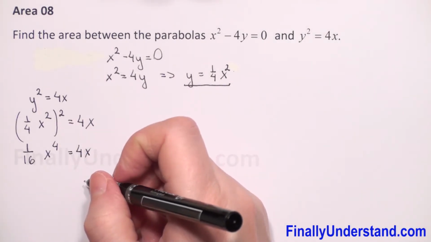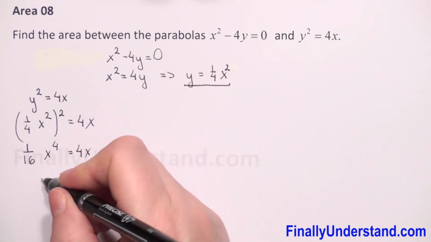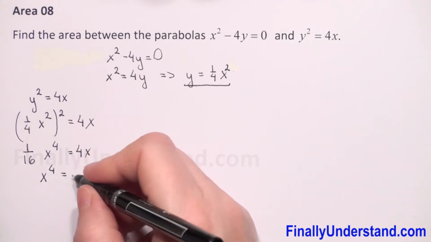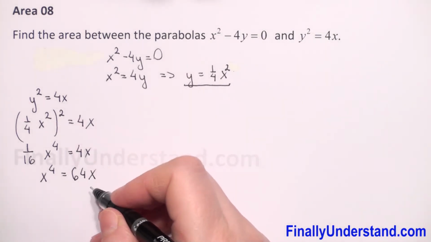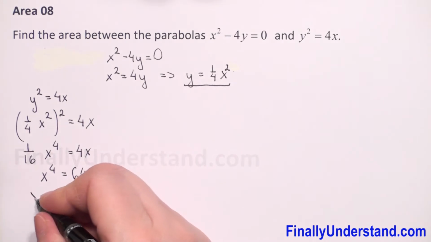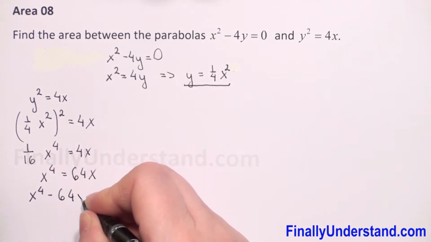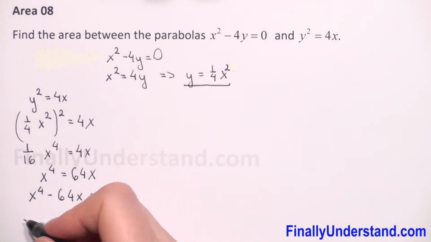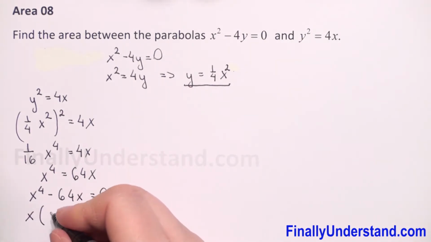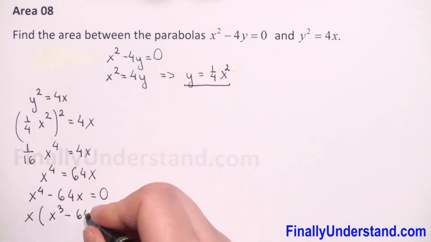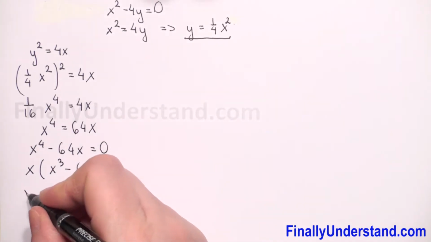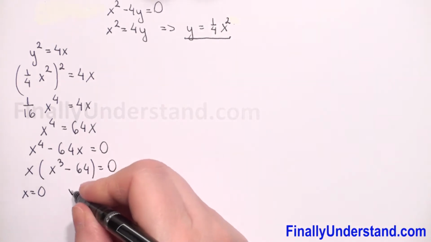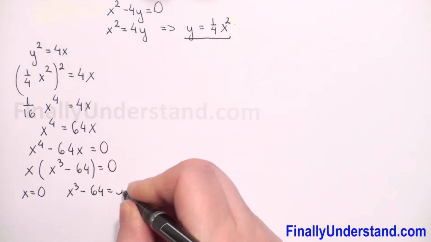Next I will multiply both sides by 16. So we will have x to the fourth power equals 4 times 16, which is 64x. Next I will move the right side to the left. So we have x to the fourth power minus 64x equals 0. We can factor out x. So it will be x times (x cubed minus 64) equals 0. So we have to find x when the left side is 0: when x is 0, or when x cubed minus 64 equals 0.